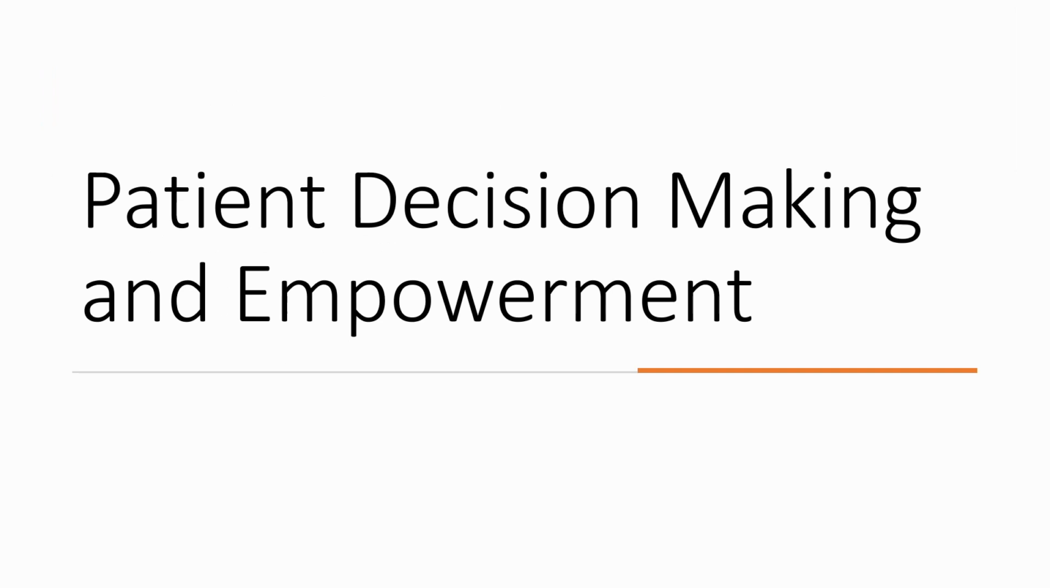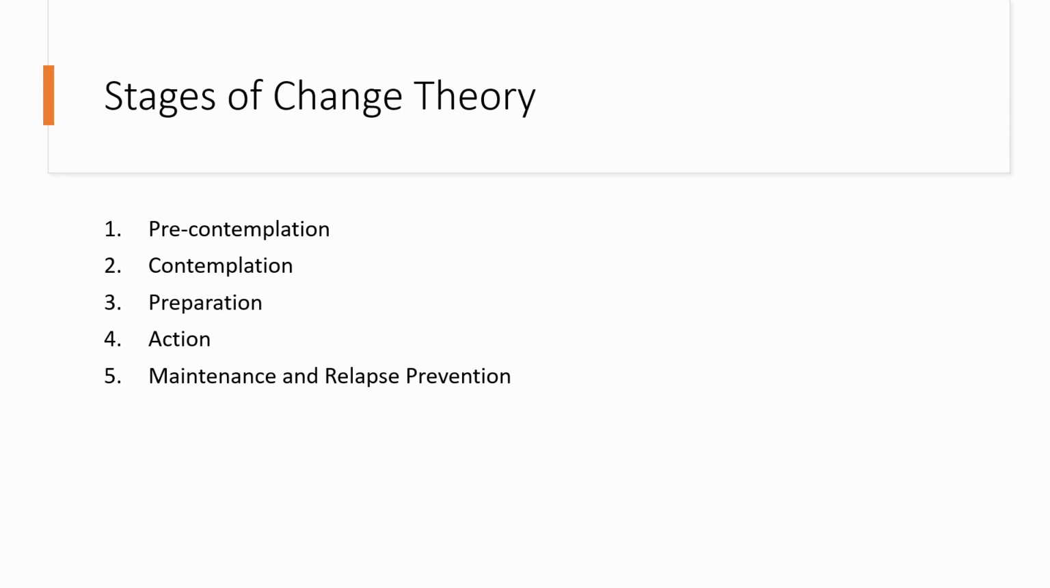So next is patient decision making and empowerment. So how can we improve compliance? So to change non-adherent patients, you have to first understand the stages of change theory. So this is the 5 stages in which a patient prepares to commit to a certain change. So we have 5 steps. We have pre-contemplation, contemplation, preparation, action, and maintenance and relapse prevention.